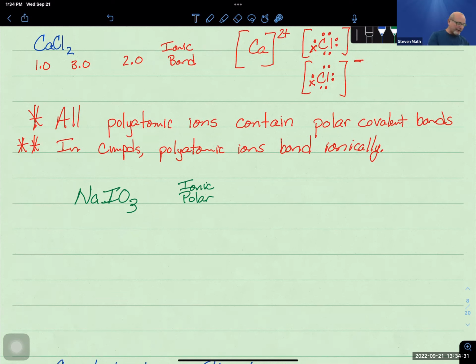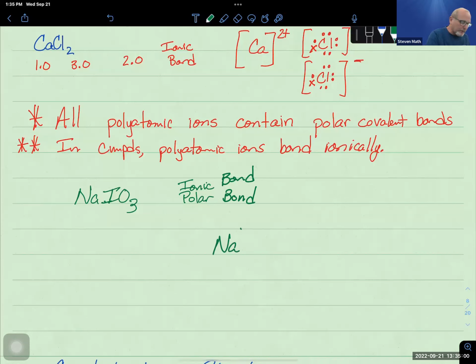Since I know that that's a polyatomic ion, I now know that I have ionic bonds and I have polar bonds. I have two types of bonds. I have an ionic bond and I have a polar bond. What we do with that for drawing a Lewis structure is very simple. This is the easiest of easy for you guys.